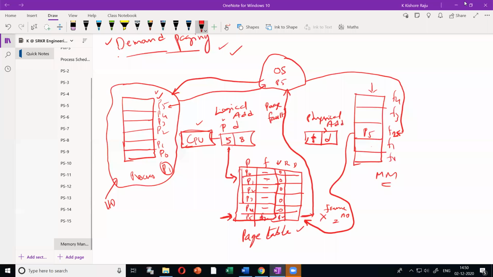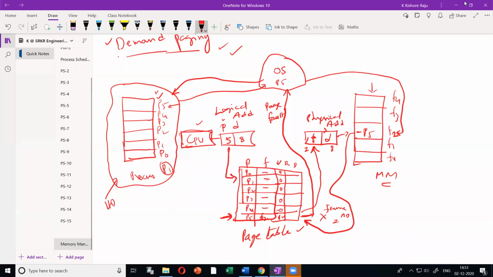Since P5 was asked for, and when P5 is asked, where is it? In F2. Then immediately it will retrieve the frame, and the offset 8 will be transferred as it is. So the 8th instruction in the fifth frame, sorry, not the fifth frame, the 8th instruction in the second frame. Immediately it will go into the second frame.